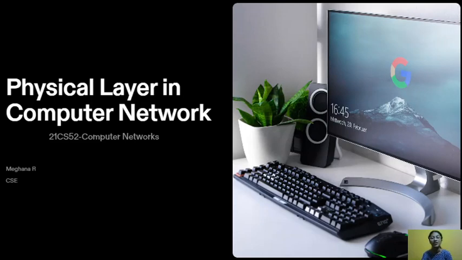In this video, let's learn about the physical layer in computer networks, which is taken from the subject of Computer Networks, which bears a course code of 21CS52. So let's get started.